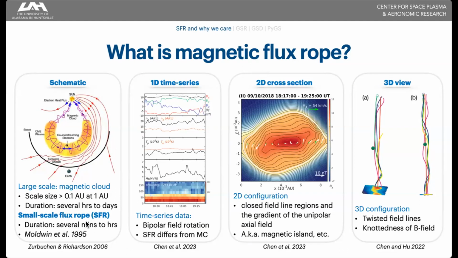There also exists a small-scale magnetic flux rope, whose duration is only several minutes to hours. This terminology was first mentioned in Moldwin et al. in 1995. The second figure is 1D time series plot via the in situ spacecraft measurement. Both magnetic cloud and small flux rope have bipolar field rotation in at least one field component. For example, on the first panel, we can see BZ changes from positive to negative, while BX and BY remain negative and positive respectively. The second to fourth panels are plasma bulk properties and alpha to proton number density ratio.